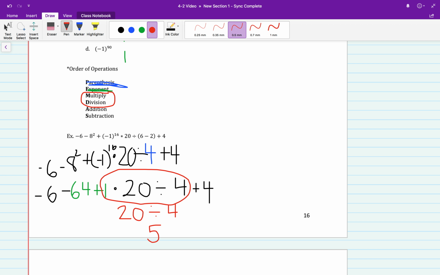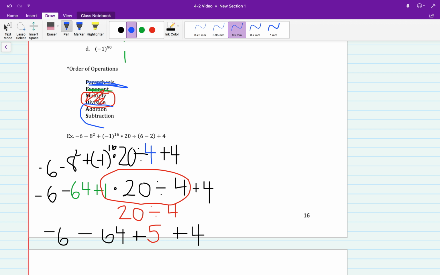That's the only place that there's multiplication and division. So this step is done as well. Everything else remains the same. So I've got the -6 minus 64. This is a +5, so I'm going to put a plus there. Then I've got +4. So my next step, just like multiplication and division, is going to be done together.